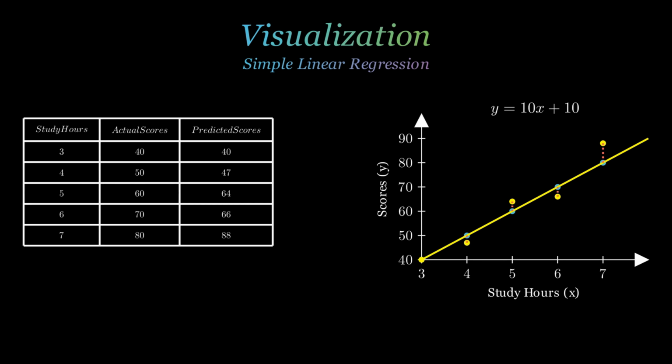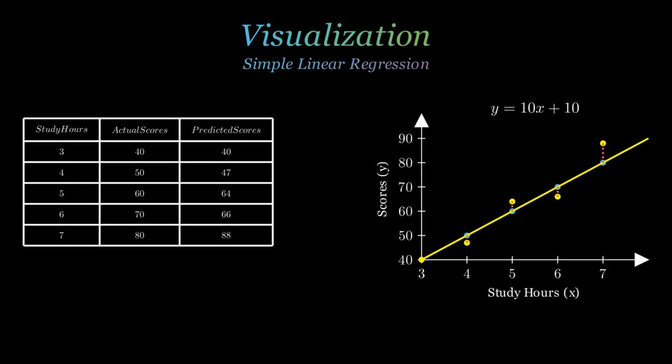But how do we know how well this line fits the data? We look at residuals, which are the vertical distances between the actual data points and the predicted values on the line, shown by the red dashed line. Residuals show how much error exists for each prediction.